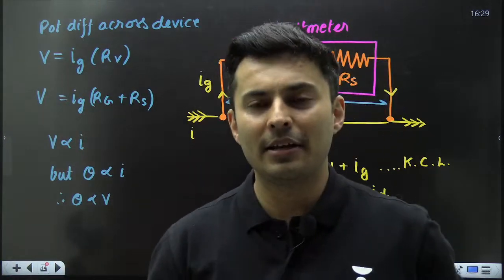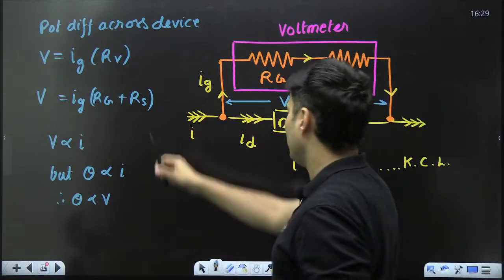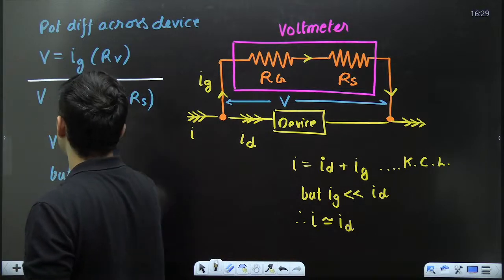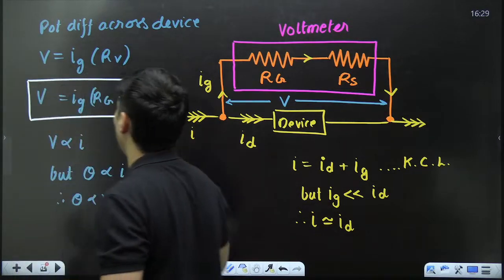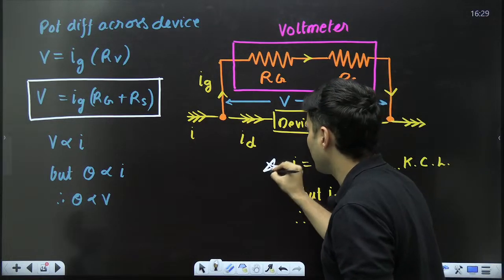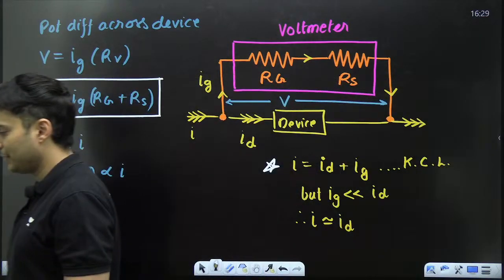Is that clear, my dear warriors? This is a very important formula. Again, for solving voltmeter problems, this formula will help you a lot. Not just that, even this analysis is very important. So I will star mark this analysis. Keep this in mind.